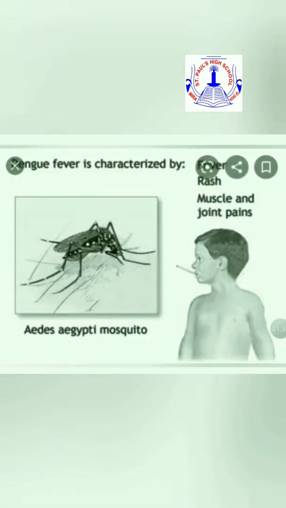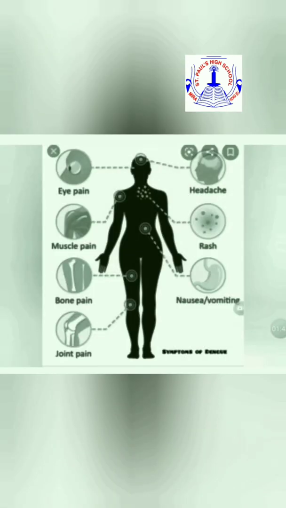Dengue fever is characterized by fever, rash, muscle and joint pains, and the mosquito is the Aedes aegypti mosquito. What are the symptoms of dengue? Eye pain, muscle pain, bone pain, joint pain, headache, rash, nausea, vomiting, etc.